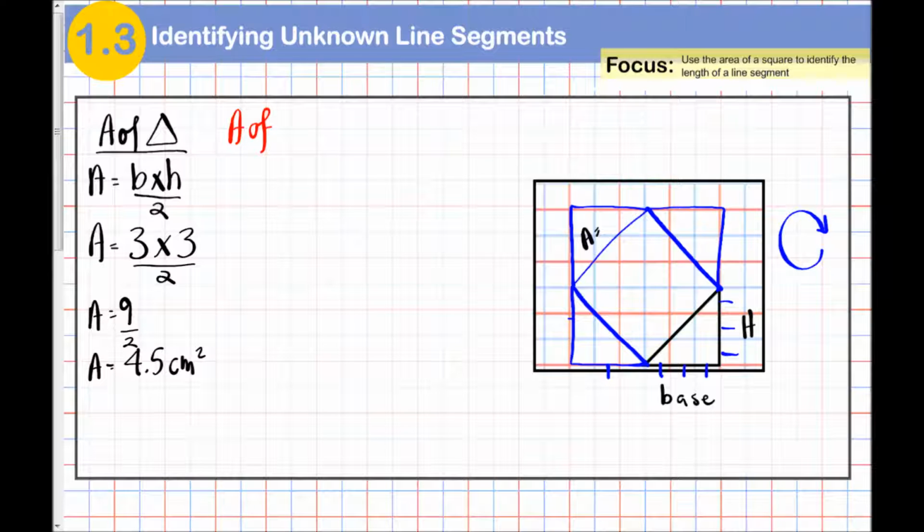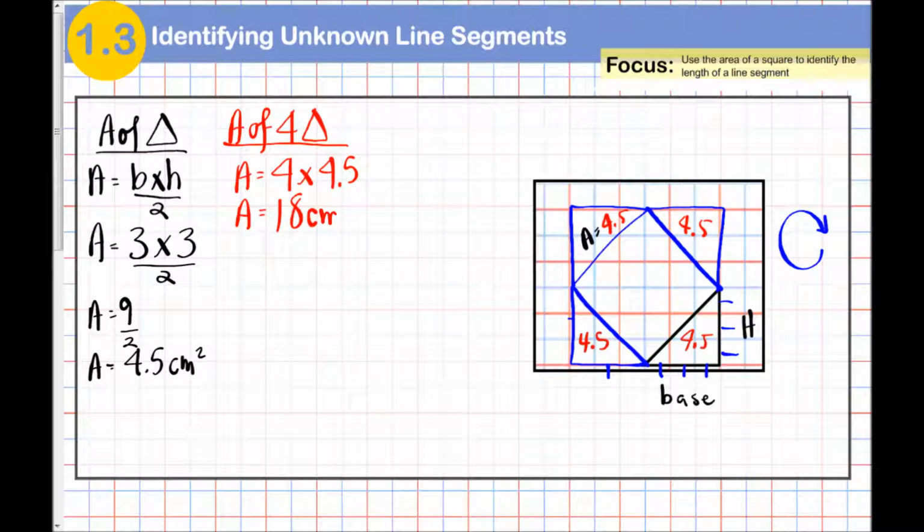Next up, we have the area of all of our triangles. So now we need to find the area of all of our triangles. We know that each triangle is 4.5 because they're identical because we drew them that way. So each one of these is 4.5. So we've got an area of 4 triangles, just like we did over here. Area equals 4 times our triangle, which is 4.5. Area is going to equal 18.